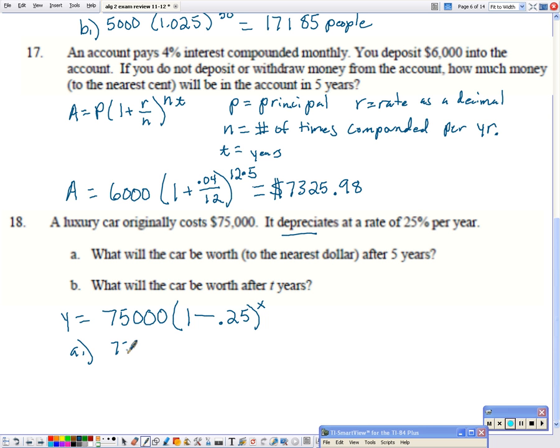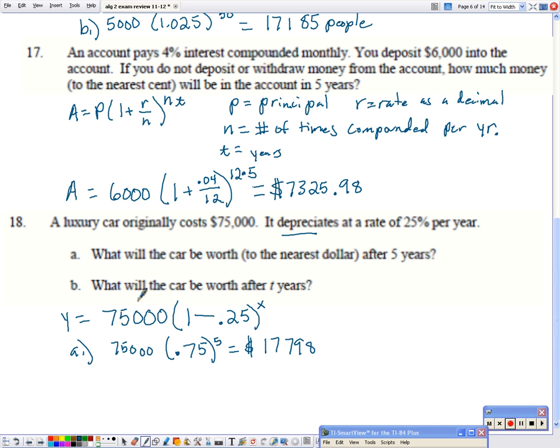So letter A, what will the car be worth to the nearest dollar after 5 years? So we'll do 75,000. And I happen to know that 1 minus 0.25 is 0.75. If you wanted to leave it as the other way, that would be okay. And to the 5th power. And we're going to put that into our calculator to the nearest dollar. That would be 17,798.